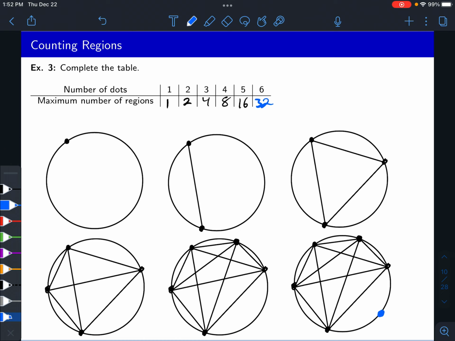Okay, and it's good to double check your conjecture. So let's actually do this.